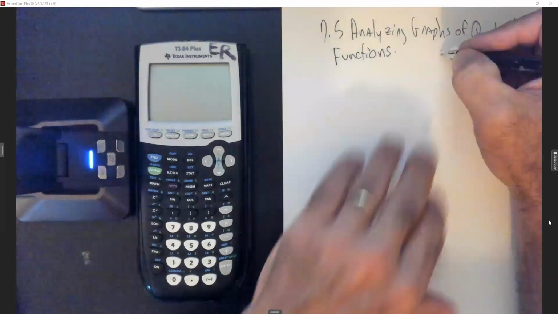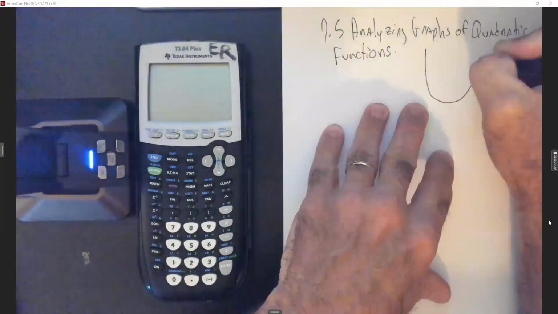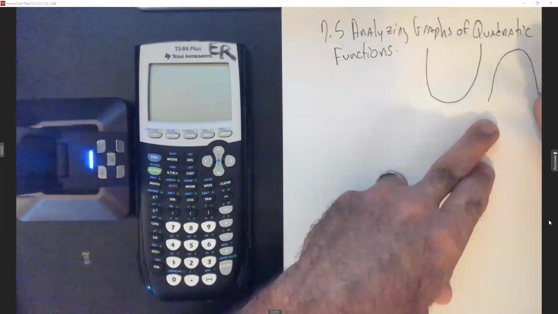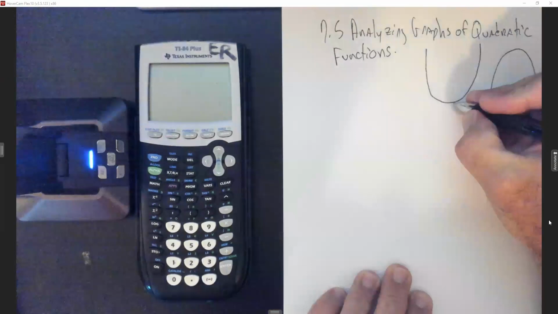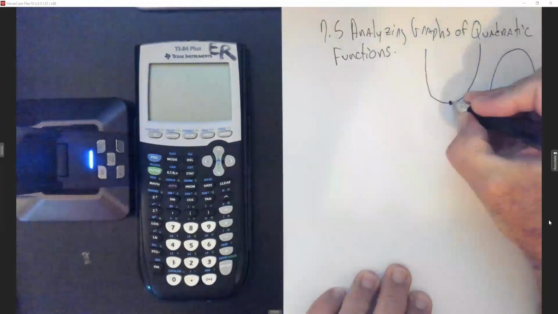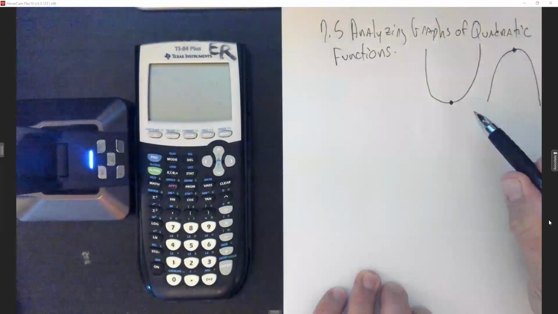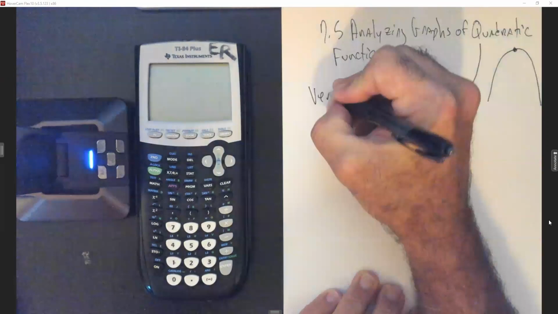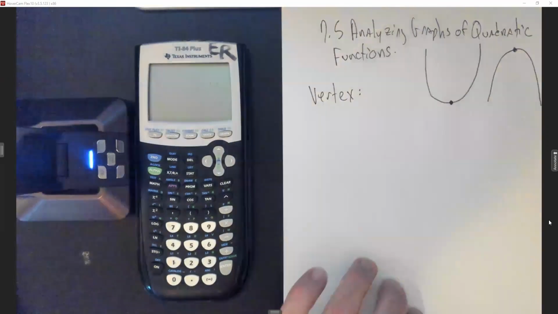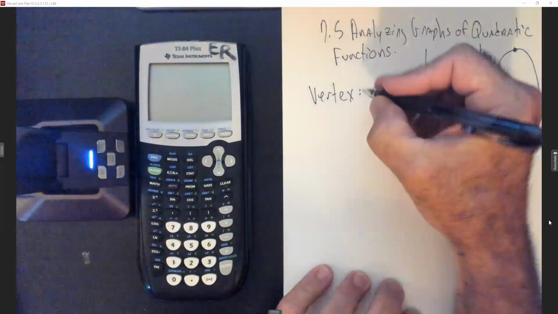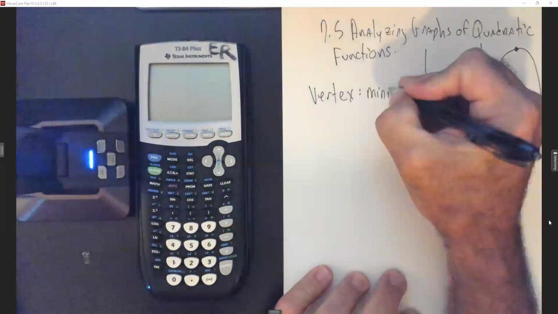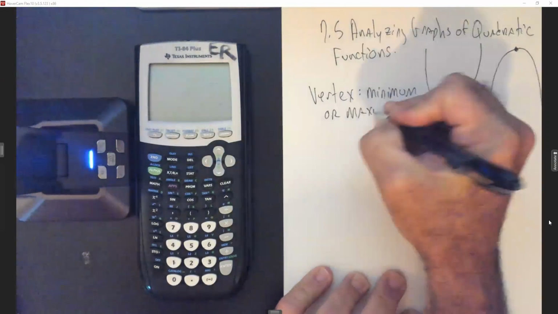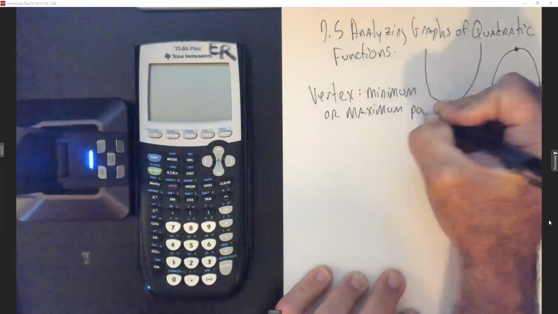So let me draw me a parabola. Remember, parabolas can be uphill or downhill. What we're going to be looking at are these points that could be a minimum or maximum point on these. That, y'all, we call the vertex. So the vertex is the minimum or maximum point on the parabola.